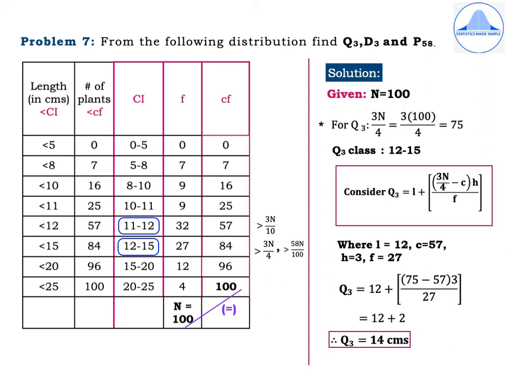H divided by F, where L is equal to 12, C is 57, H is 3 and F is 27. Substituting, Q3 is equal to 12 plus 75 minus 57 into 3 divided by 27, which is equal to 12 plus 2, or Q3 is equal to 14 centimeters.